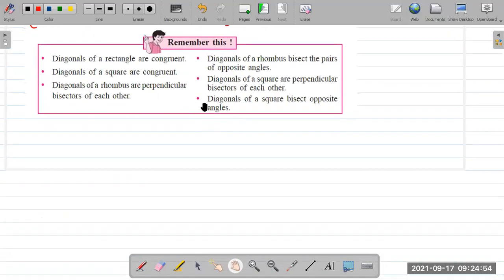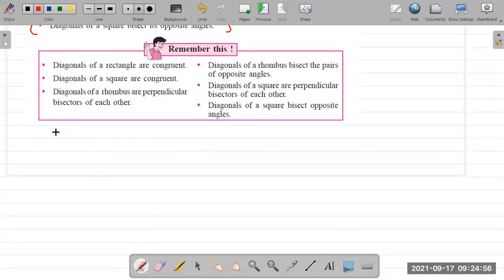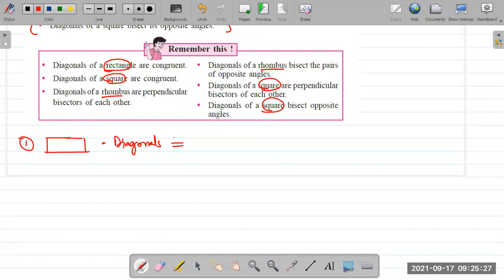These are the properties which we have to remember. Okay, so let me write it out here for you. So first one is for a rectangle, second one is for a square. So for a rectangle, for a square, you can see there are two properties, three properties for a square, and then two for rhombus. Okay, so what is very special about a rectangle? The diagonals are congruent. So try to use symbols to note things down. So for a rectangle, I've drawn a rectangle. For a rectangle, the diagonals are congruent.